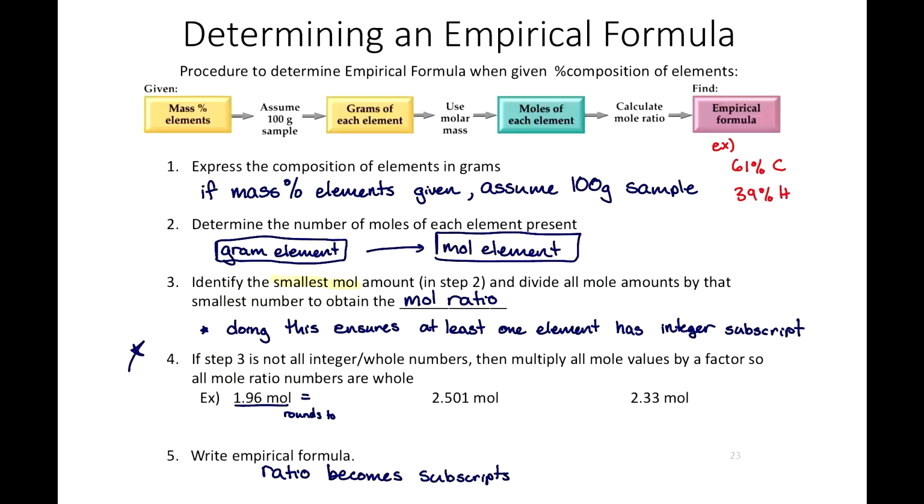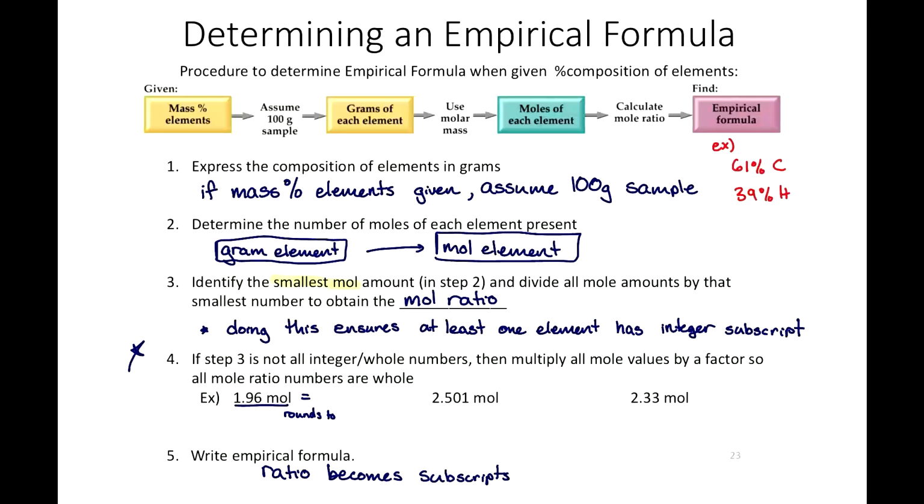You could do combustion analysis or other types of instrumentation to determine, you put your sample in and you go, oh, it's 50% by mass carbon, 25% by mass hydrogen, and 25% by mass oxygen, for example. And so from that percent composition data, we can actually get an empirical formula. These are the 5 steps to determine an empirical formula from percent composition data. If you master these 5 steps, you will be right every single time.